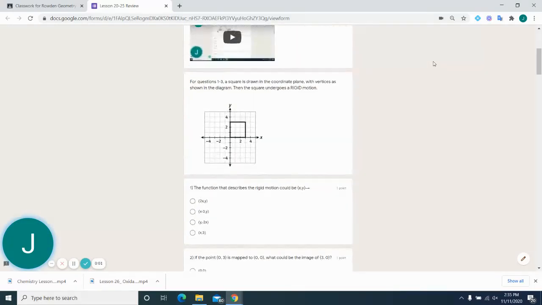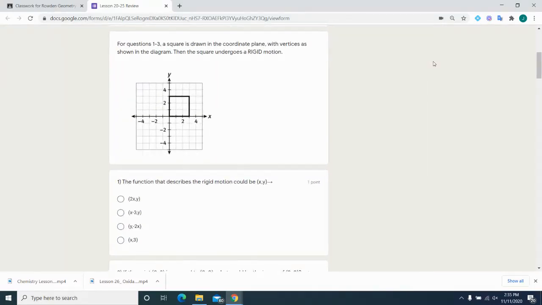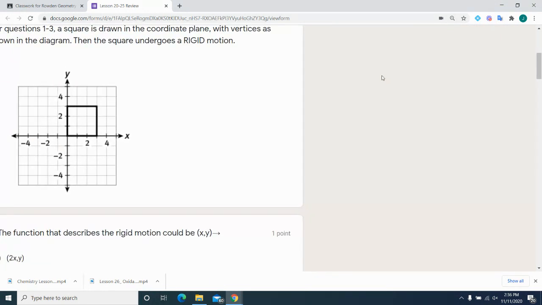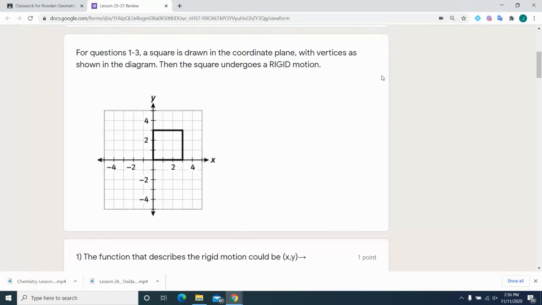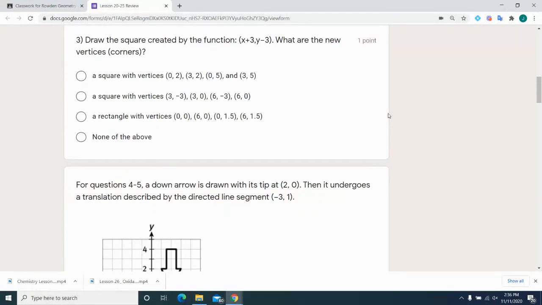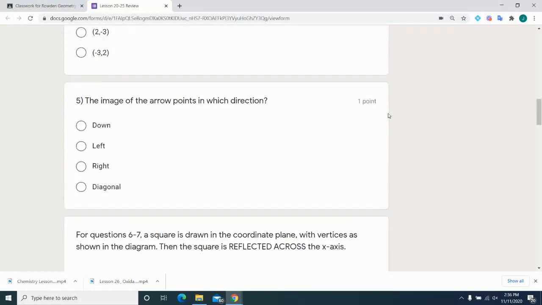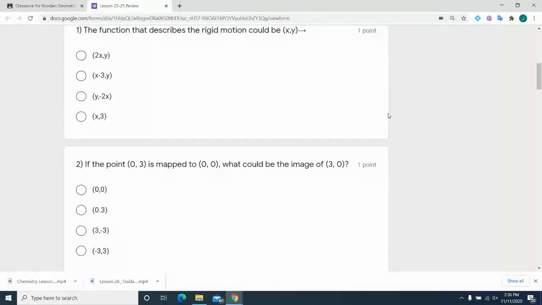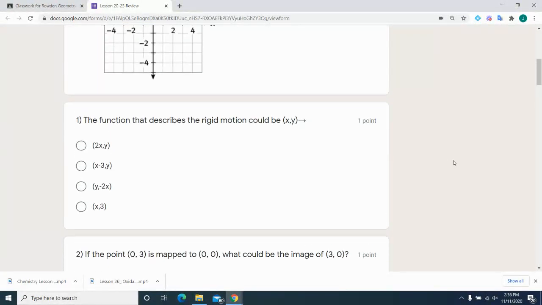Okay, we're going to look at lesson 20 through 25 review. The idea here is not that I'm teaching this to you. You should have gone through the previous 5 lessons and have some understanding of this. What I'm going to be doing now is just going through it after you've tried it. So you should try all this first, and then I'm going to run through what answers you should have gotten and give a brief explanation of how you get there.